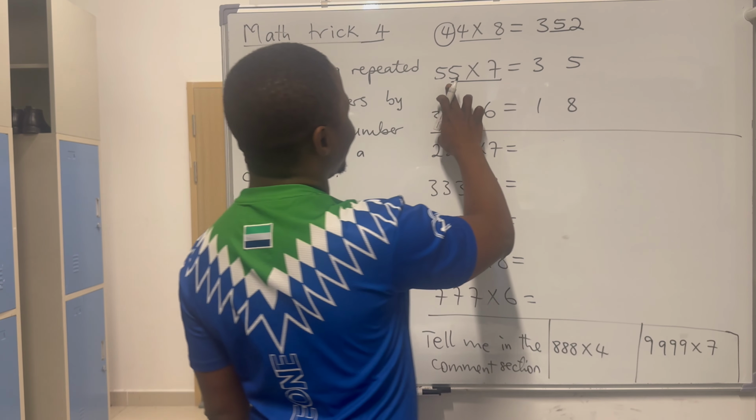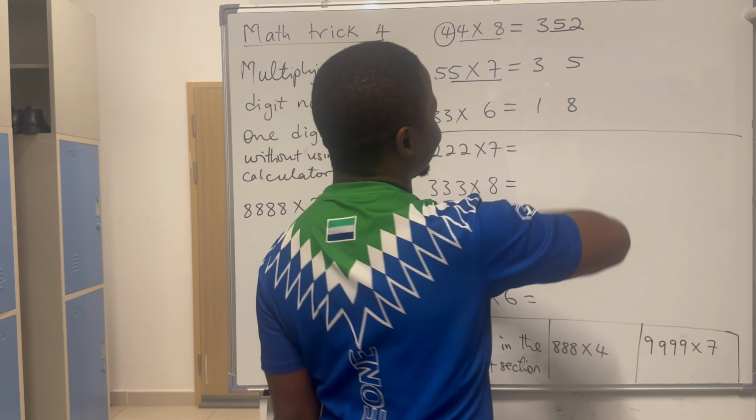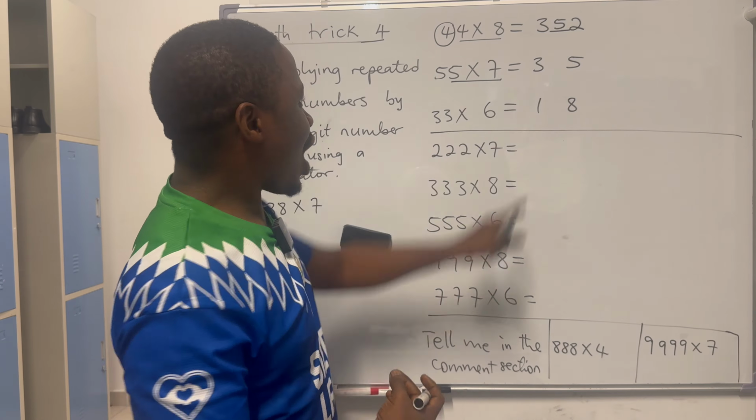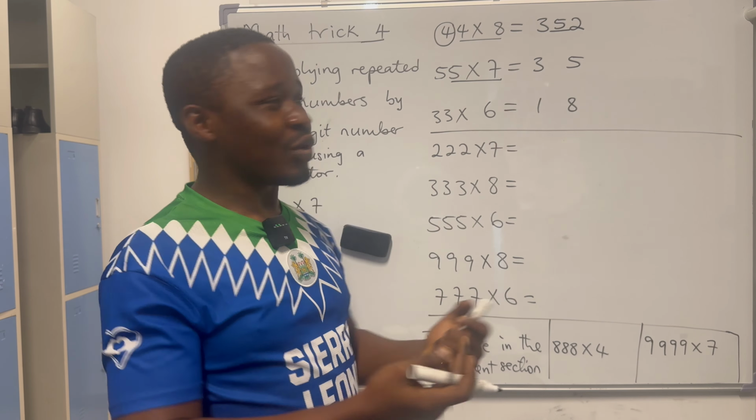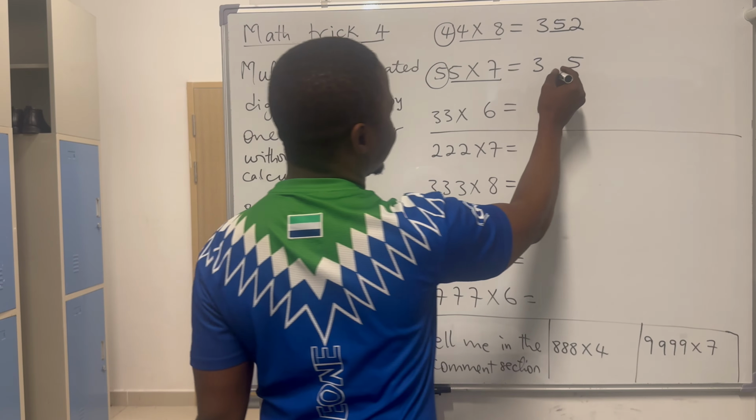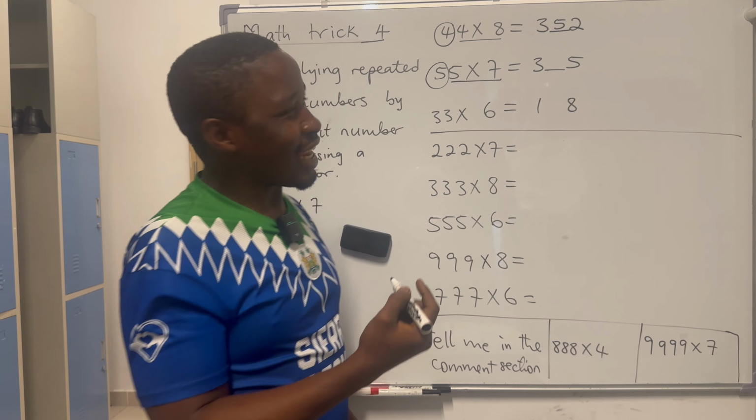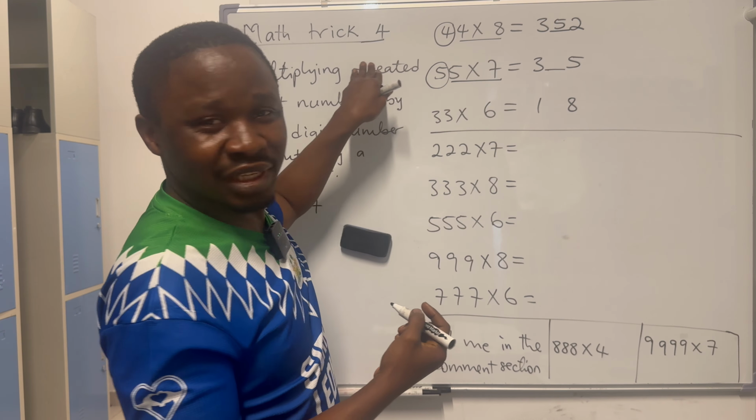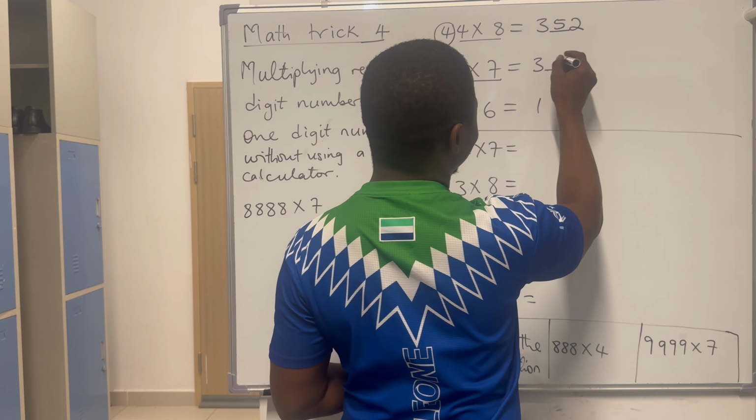Okay, so 5 times 7 is 35. So how many digits are we inserting? How do we know? We are left with one digit here to deal with. So how do we get that? We don't have anything to do with this part again. 3 plus 5 is 8.